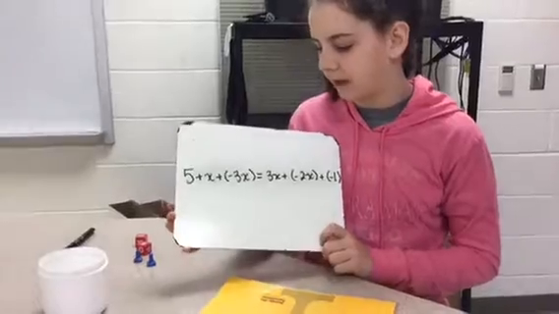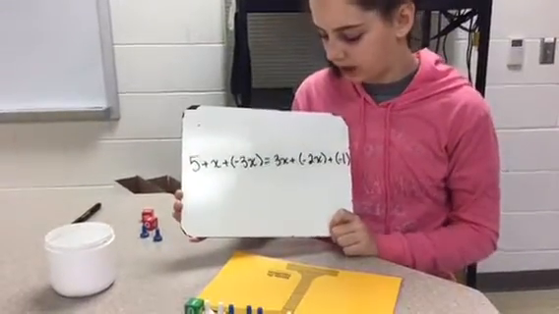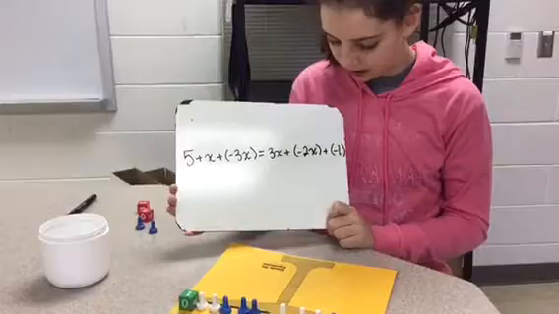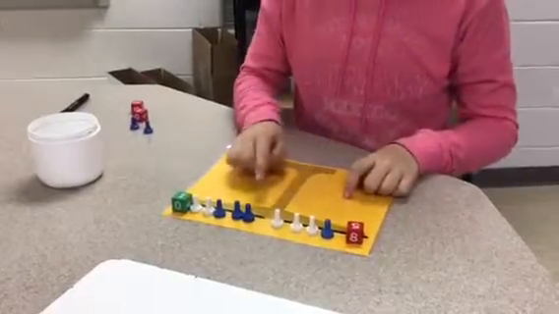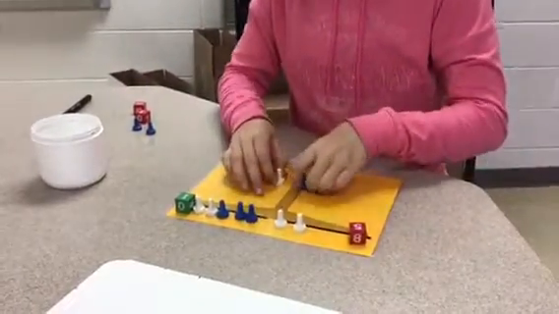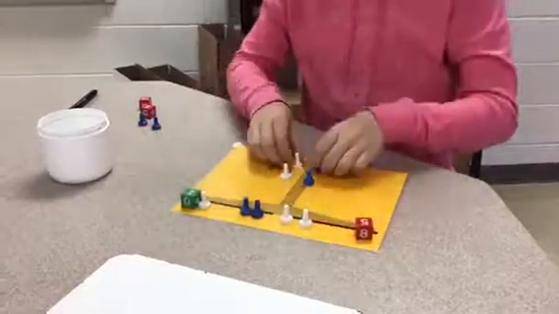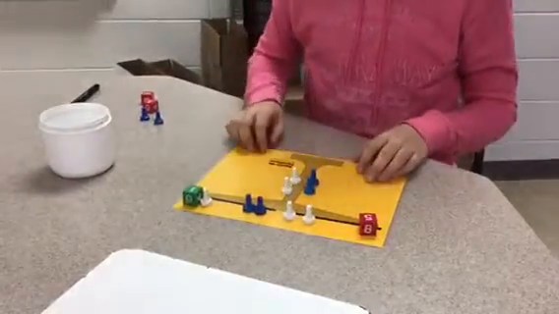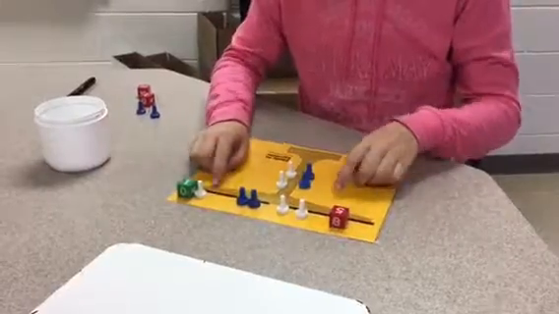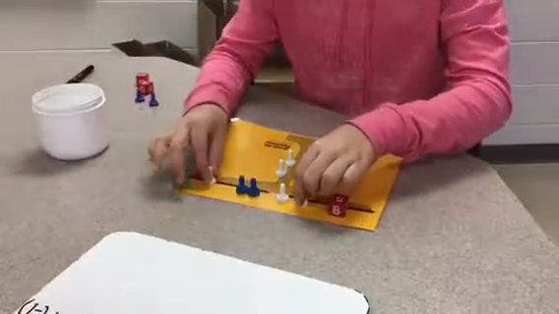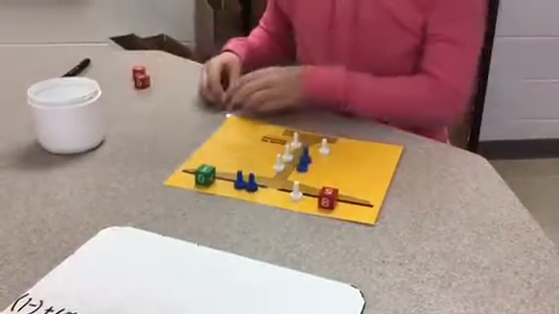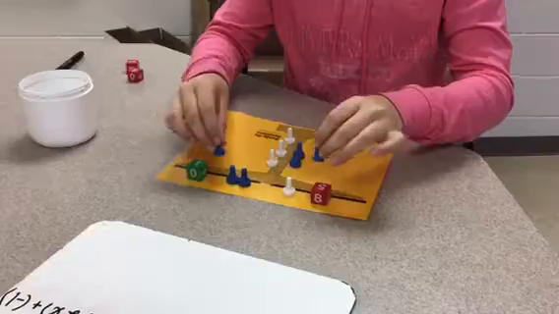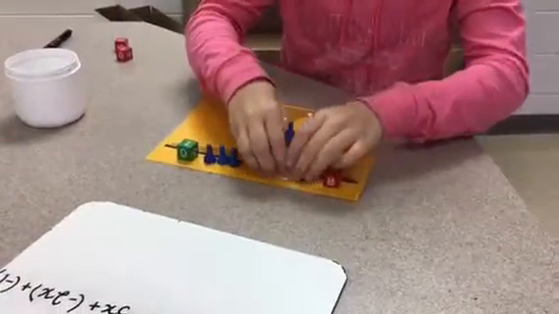My last problem is 5 plus x plus the opposite of 3x equals 3x plus the opposite of 2x plus negative 1. So the first thing I'm going to do during this problem is take away the pairs of 0 on this side, and then I'm going to do it once on this side. Now I'm going to do another legal move, which is taking the same color of pawn from each side. So 2 white pawns, and now I'm going to add 2 blue pawns to each side so the scale is still even, and then take away the pair of 0 on this side.